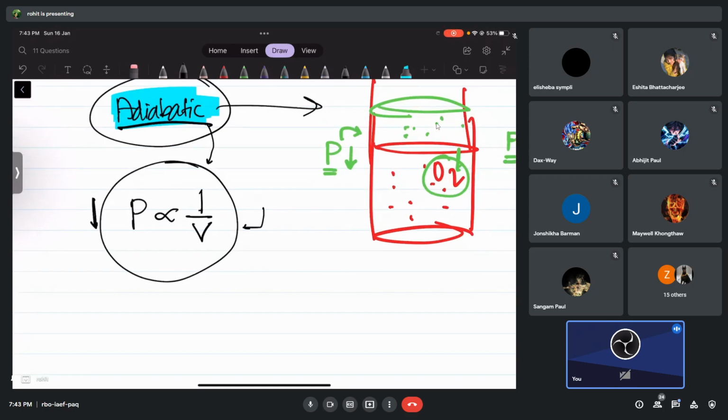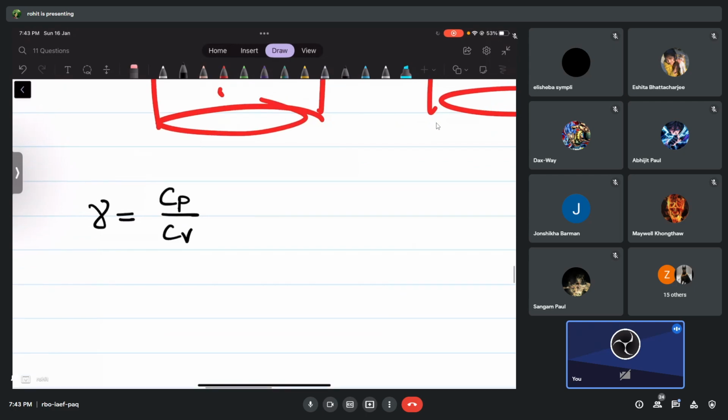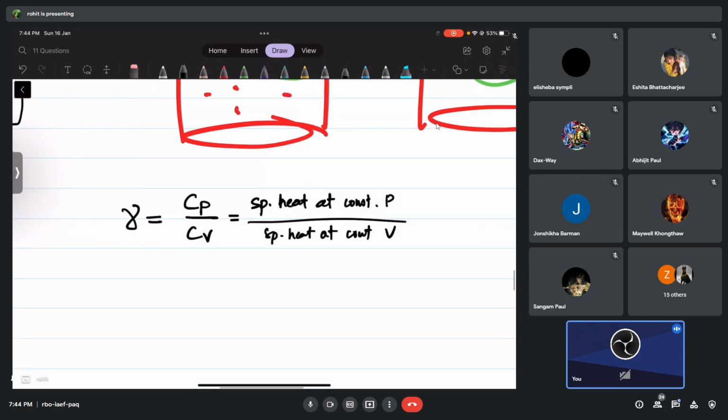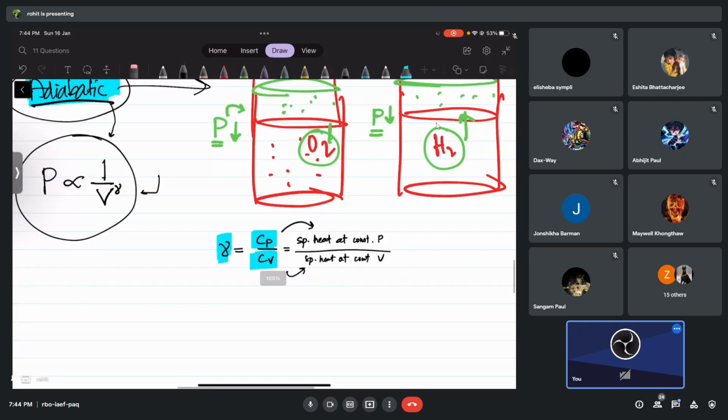But it is written like this. See, it is written with V to the power gamma. I'll tell you what gamma is. Gamma is a complex issue right now. Gamma is a ratio between Cp and Cv. Let me define very quickly what that is. It is called the specific heat of a gas at constant pressure, divided by the specific heat at constant volume. Don't worry about this right now. Just remember there is a number called gamma, which is Cp by Cv, which depends on the gas.